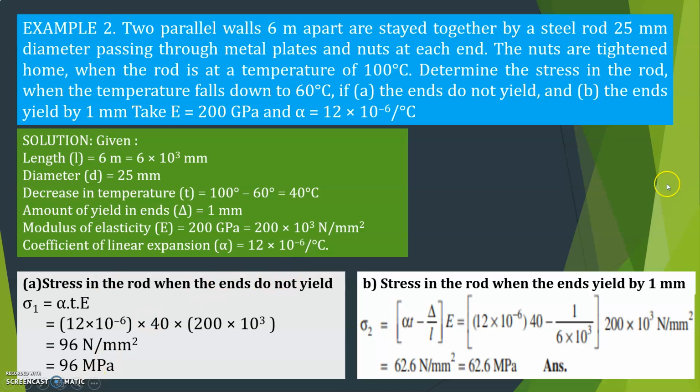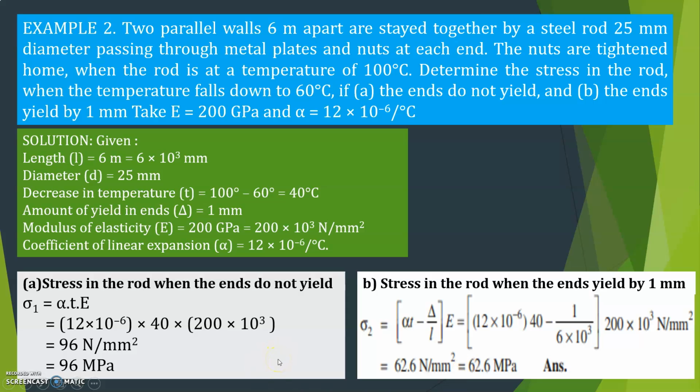Second case is, stress in the rod when the ends yield by 1 mm. Okay, so what is the formula? Alpha T minus delta divided by L, into E. Alpha is 12 into 10 raised to minus 6, T is 40, minus delta which is 1 mm, divided by L. L is 6 into 10 raised to 3, into E. E is 200 into 10 raised to 3. Okay, simplify this. You get 62.6 Newton per mm square or 62.6 MPa.